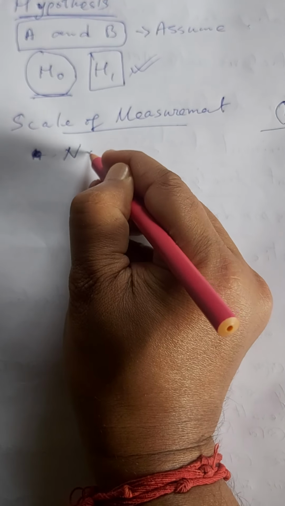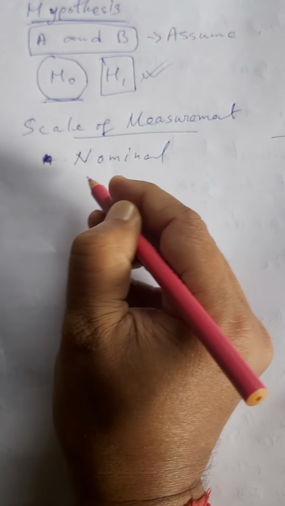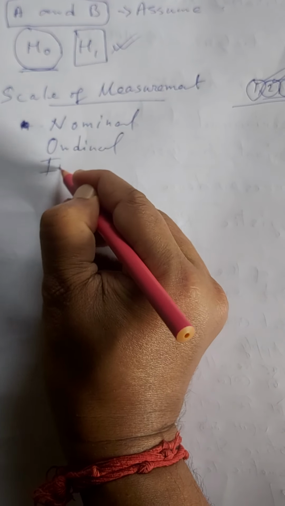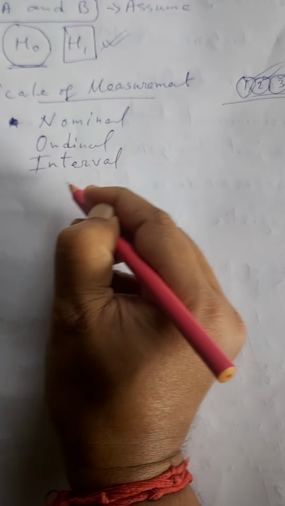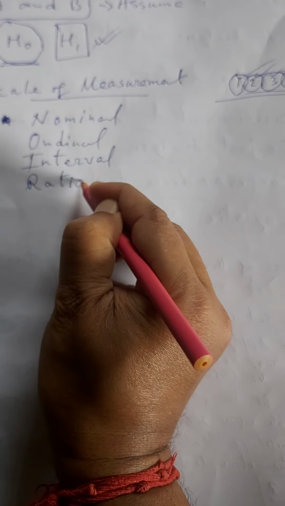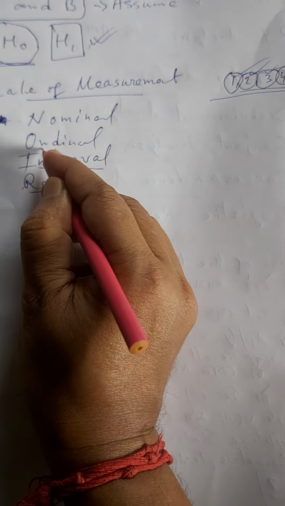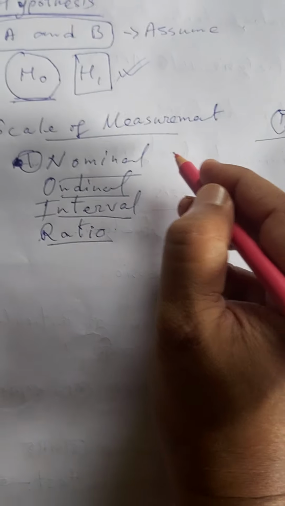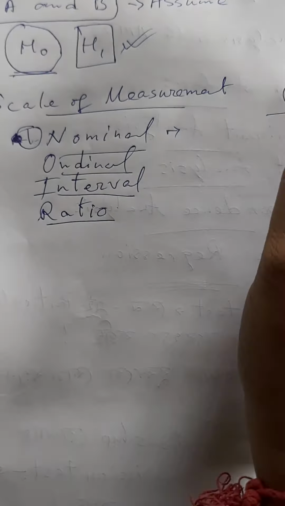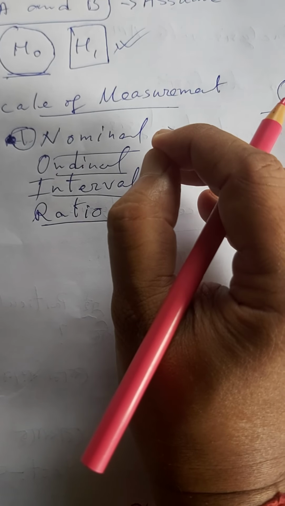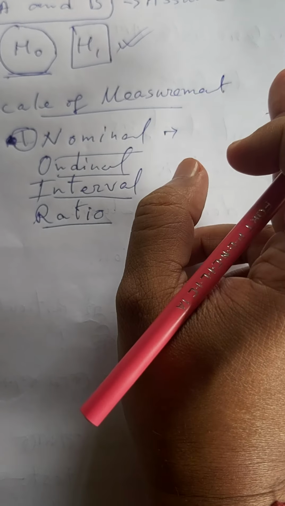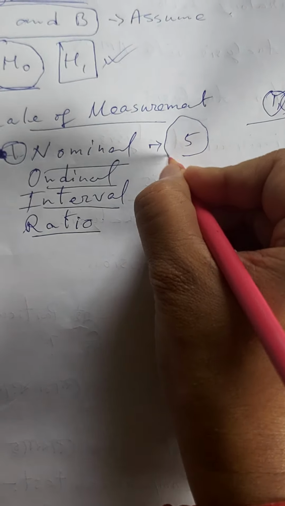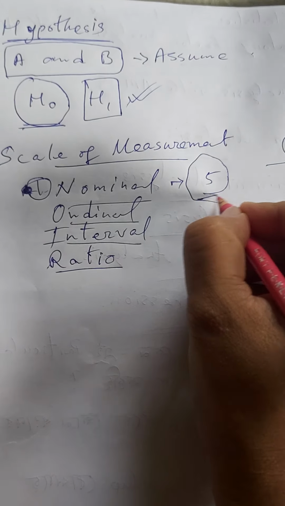Scales are of four types: nominal, ordinal, interval, and ratio. Okay, there are four types of scale. One, nominal. Now what is a nominal scale? A nominal scale does not give you any idea about the number. If I put 5, there is no idea what 5 is exactly. 5 means 5, there is nothing else.